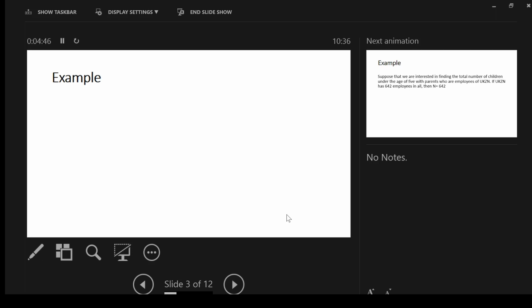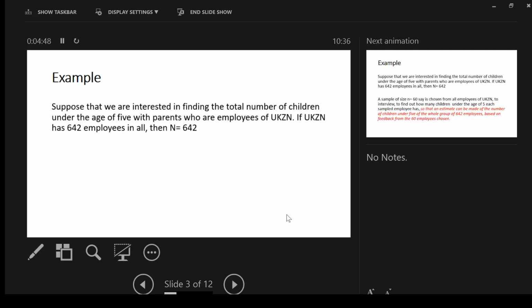Now, as an example, suppose that we are interested in finding the total number of children under the age of 5 with parents that work at UKZN. Now, suppose we've got 642 employees in all at the university. Obviously, then, that's the number of people in your population.